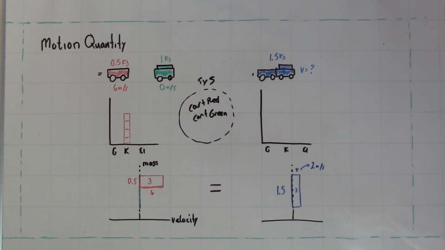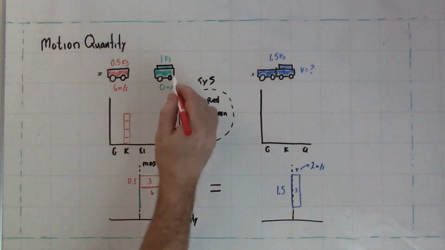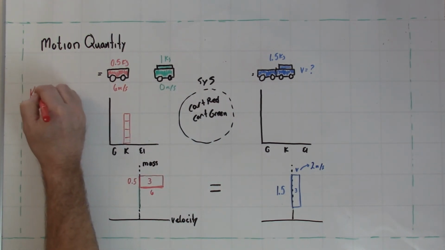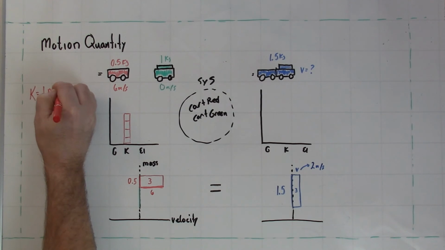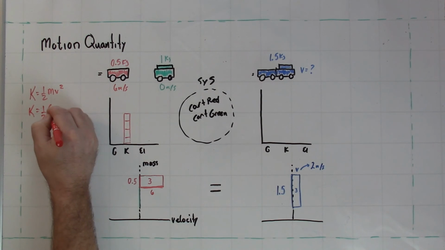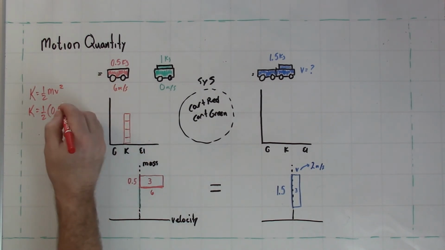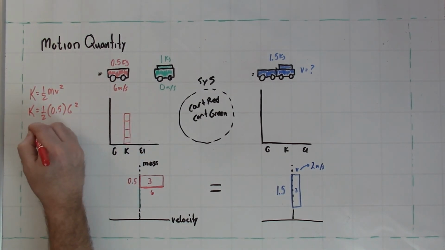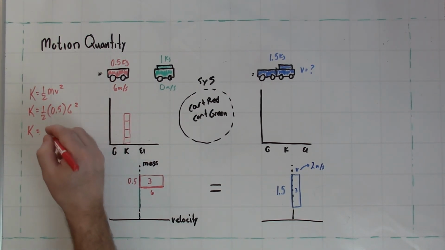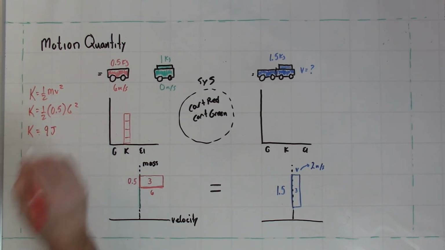And now I want to calculate the kinetic energies and see how the energy before compares with the energy after. So let's do that here. This guy's not moving, so he doesn't have any kinetic energy, but this guy does. The kinetic energy is 1/2 mv squared. 1/2, we decided the mass was 0.5. The speed is 6. We can probably do this one in our head. 6 squared is 36. Half of that is 18, and half of that is 9. So 9 joules.